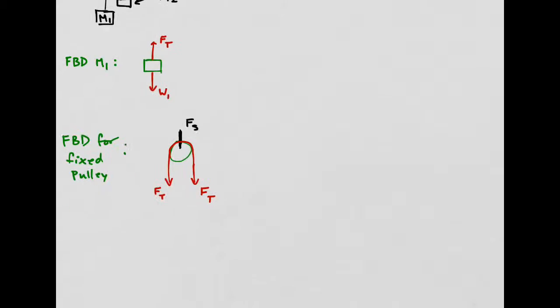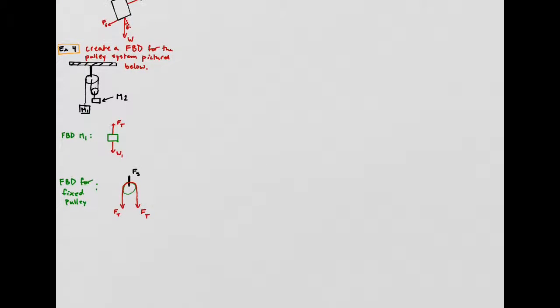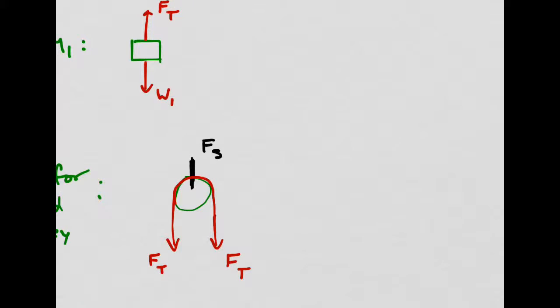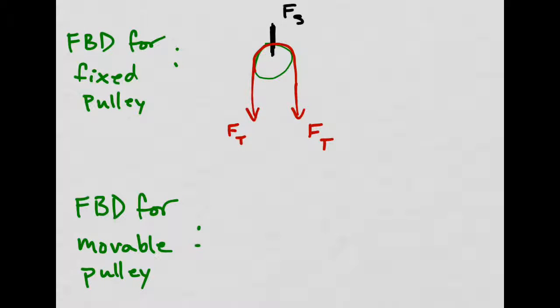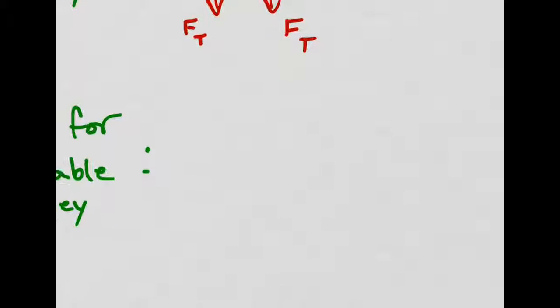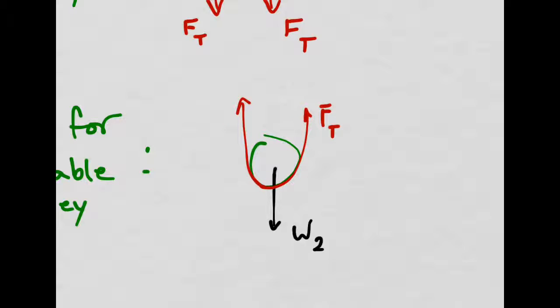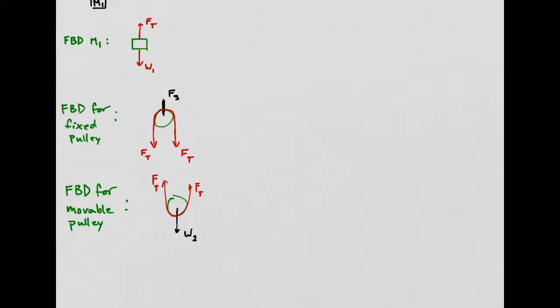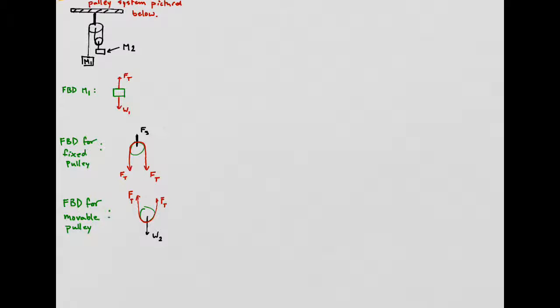And then the free body diagram for the movable pulley is just the same as this, except in the opposite direction. If you want to pause it, you can try drawing that, but it's really simple. You just have the pulley, you have the weight of mass 2, and then we have F T, the tension, and the tension is the same throughout the entire system because it's the same rope. It'd be weird if you had different tensions in different spots, because it's all the same rope. Hopefully that makes sense to you.